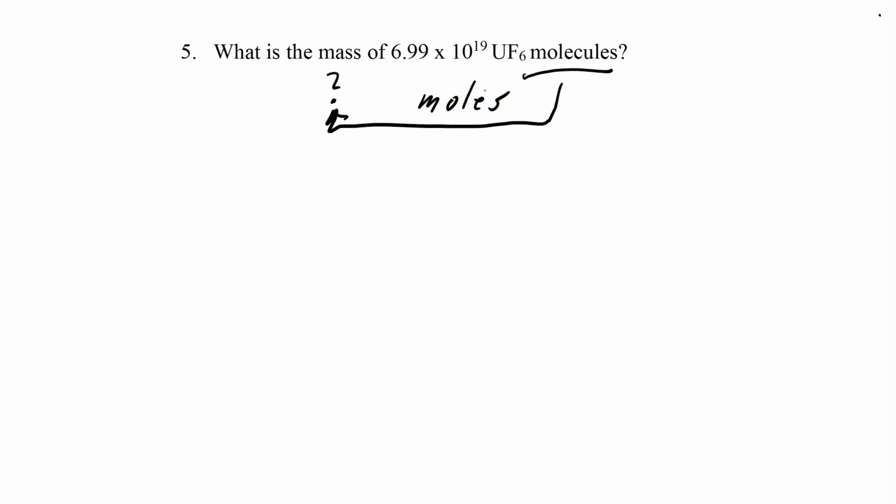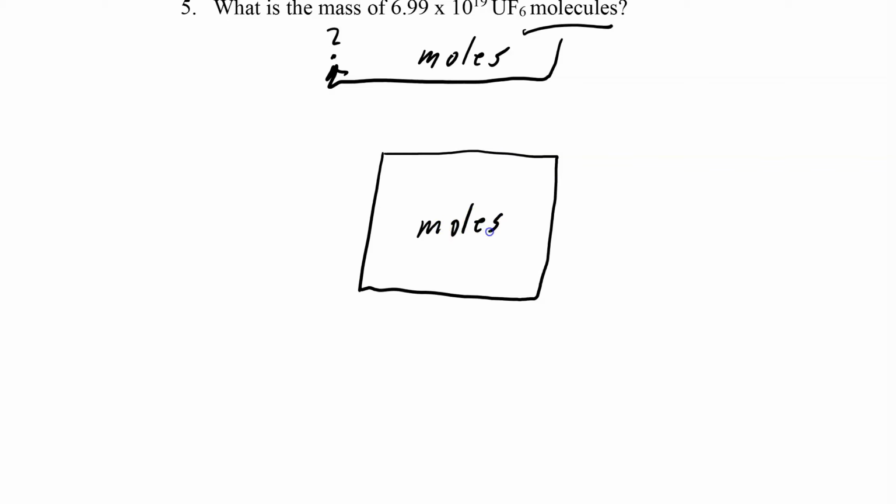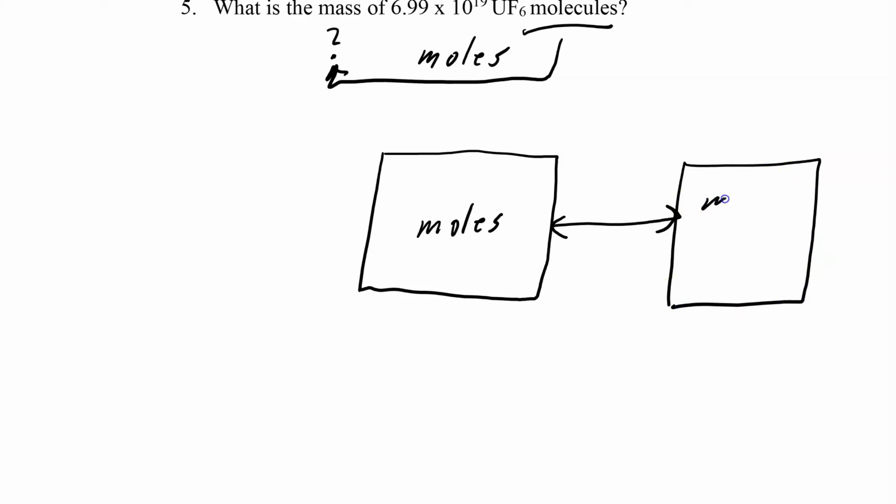Recall in class, we set up a little flow chart between these three entities. Our center box in class had moles of whatever we're talking about. It could be a compound, it could be an element, it could be an ion. Once we know the number of moles, we can convert in either direction to its mass. And mass, of course, will be in grams. In order to do that, our conversion factor is the molar mass. Units on that, grams per mole.